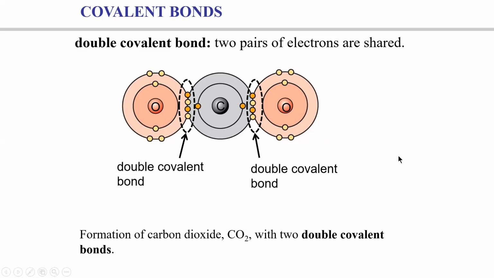Now there are triple covalent bonds. In biology, the compounds that have triple covalent bonds are mostly toxic, so we're going to stick with single and double covalent bonds.